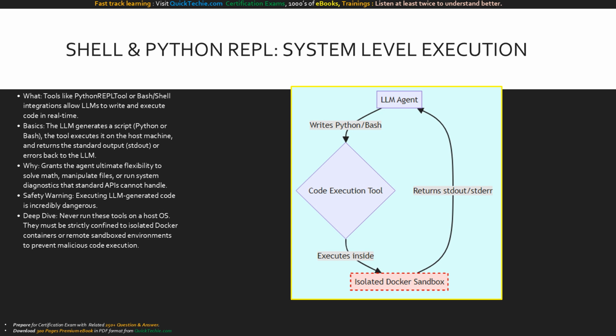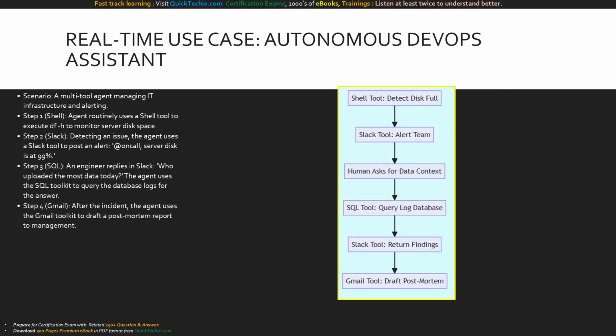The code runs entirely within this disposable container. If the LLM makes a mistake or attempts a dangerous command, only the sandbox is affected. The standard output or error logs are safely piped back up to the agent. Let's put everything together into a highly impactful, real-time use case: an autonomous DevOps assistant.